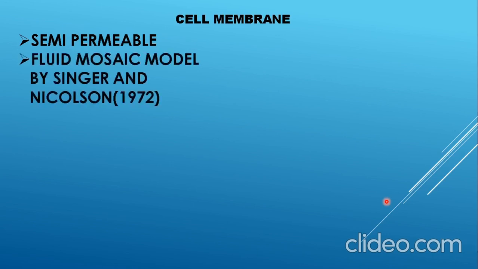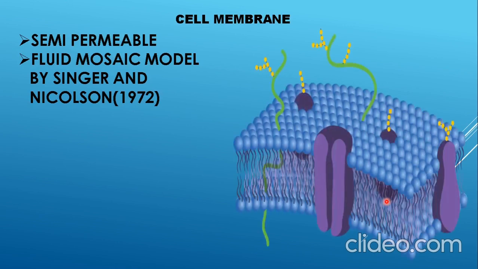Now, a fluid mosaic model was proposed by Singer and Nicolson in 1972 about the cell membrane. They said that the cell membrane is made up of two layers of lipids, two layers of fats. Here is the one layer and here is the second layer. Interspersed or in between is the presence of proteins, which may be throughout the cell membrane or may be present just on the surface.